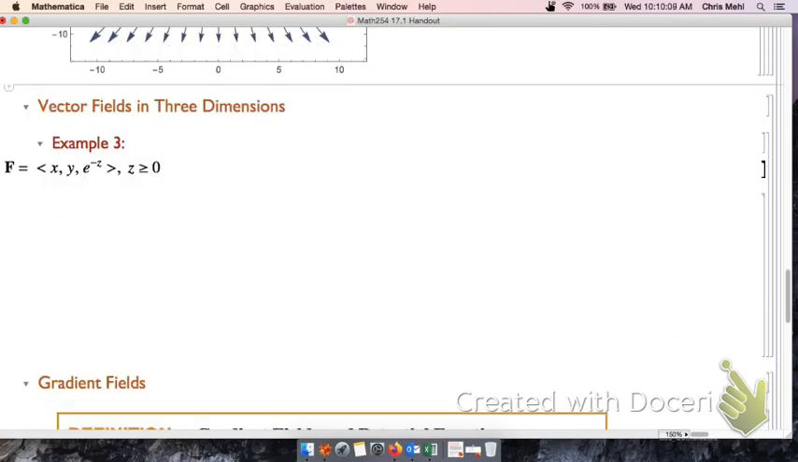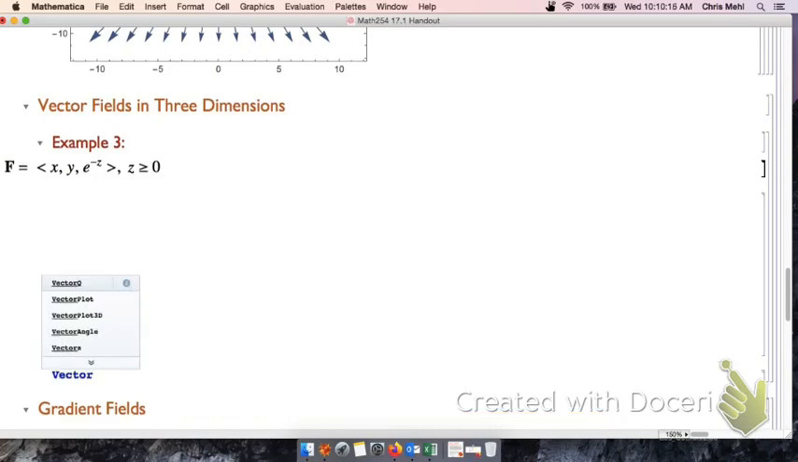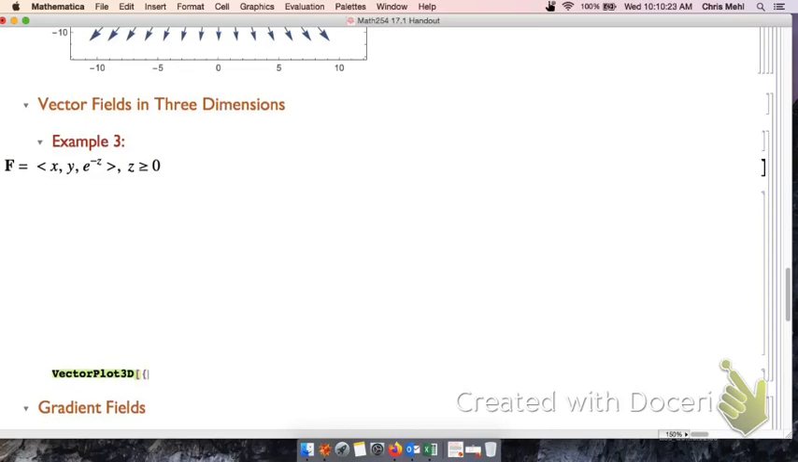There are vector fields in 3 dimensions, and we could go ahead again and draw some representative vectors if we wanted to, but this time, if you wanted to use Mathematica for this, you can do a vector plot 3D, specify the components, and this time you'd have to give a range of values for all 3 of the variables.